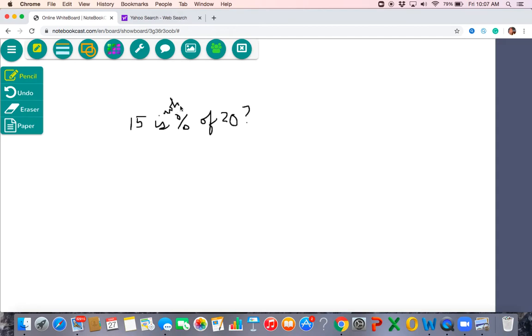What percent of 20? Okay, you probably already can see it. Can you already see it? Good, great. But anyway, I still want you to do the work. Okay, let's try it. 15 is what percent of 20?